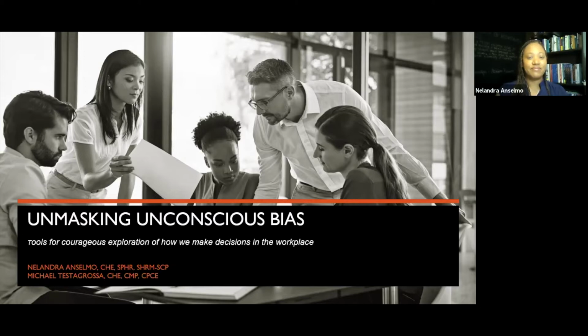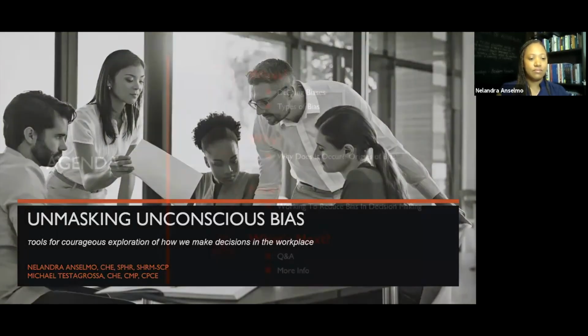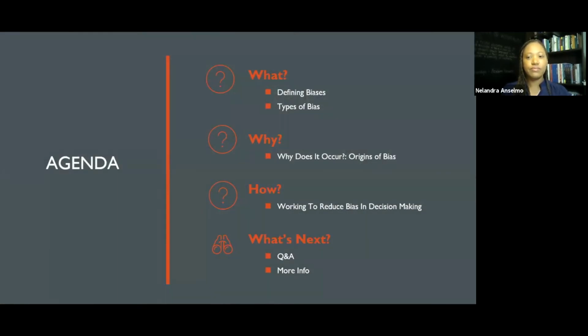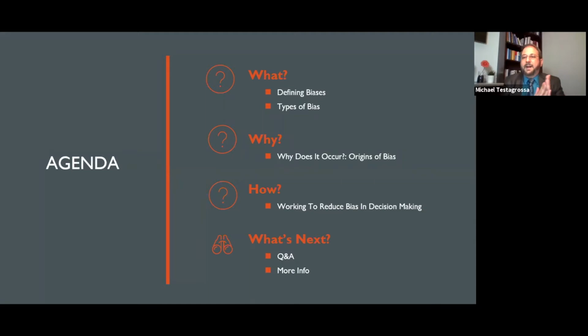So let's start out this morning with our agenda. We're going to focus on the what, which is defining bias and reviewing the different types of bias. The why, which is why does it occur and what are the origins of bias? Also how, so working to reduce bias in decision-making process. And then at the end, we'll wrap up with some questions and answers.